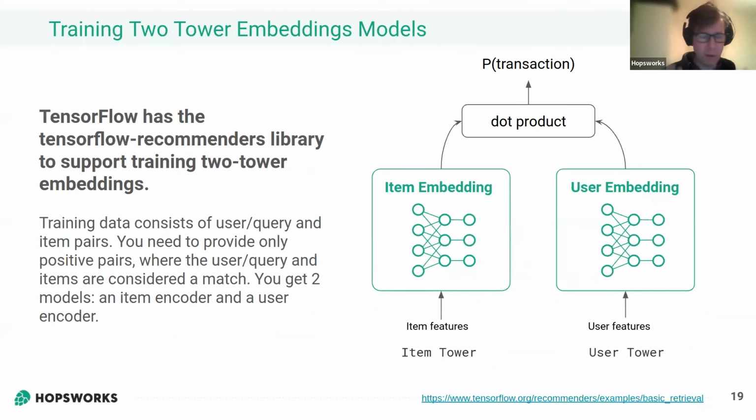If you're curious about getting your hands dirty right now, there's a really nice library called the TensorFlow Recommenders library by Google, and it supports training two-tower models kind of out of the box at some level. There's a link down there at the bottom where you can see that tutorial. The training data in their case is the MovieLens data set that many of you will be familiar with, and you need to provide the positive pairs: when the user queried for a movie and the movie that they watched. You're going to get two models out of it, an item encoder and a user encoder.